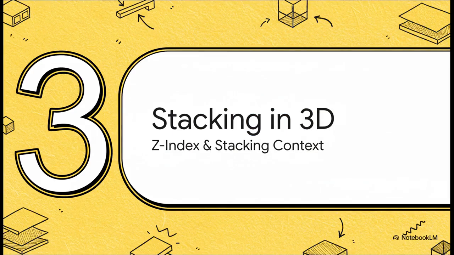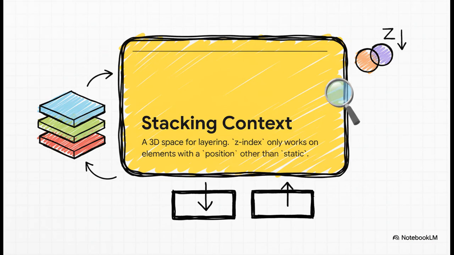So, we can place elements anywhere we want now, but what happens when they start to overlap? How do we decide which one appears on top? This brings us into a third dimension, the z-axis, which we control with z-index and a concept called a stacking context. A stacking context is like its own little 3D universe for layering elements. Inside this context, you can stack things on top of or behind each other.